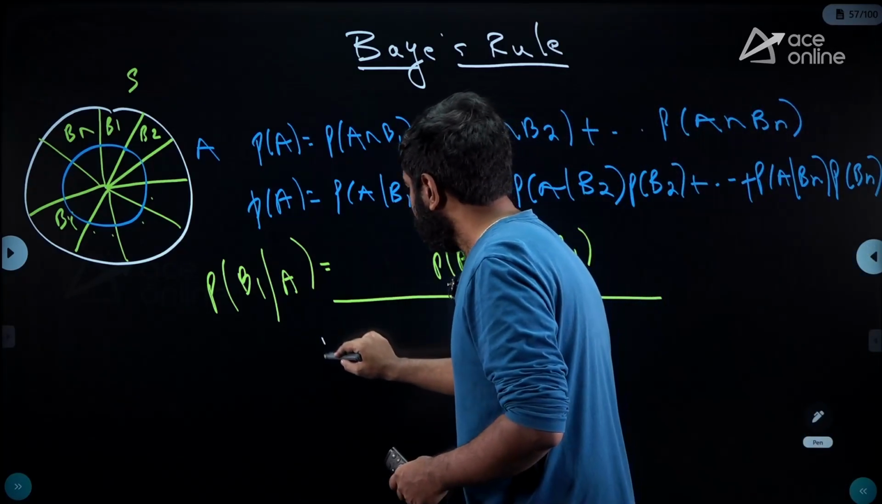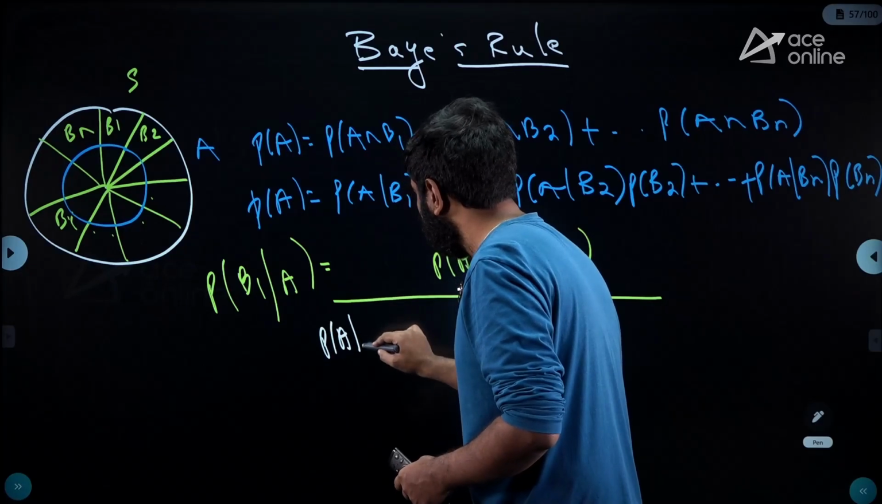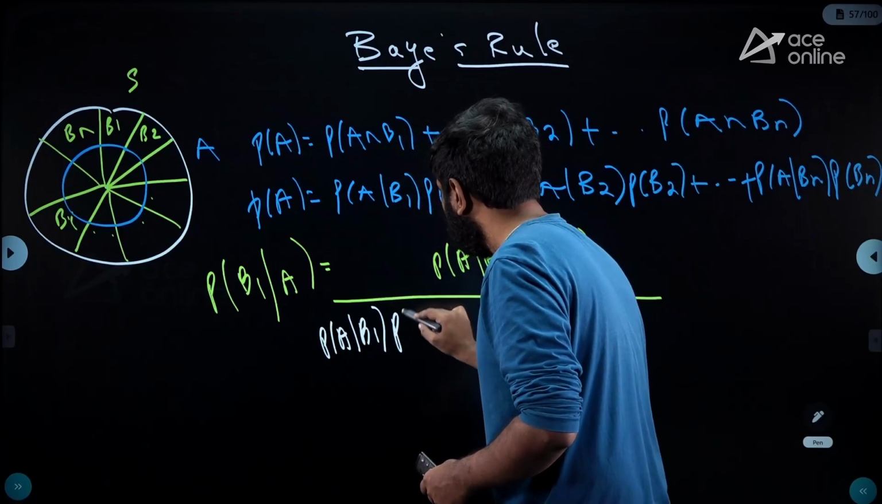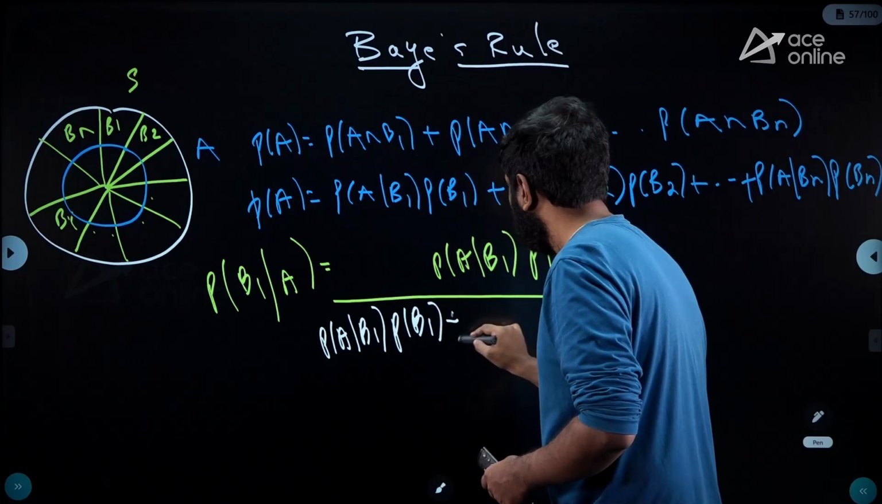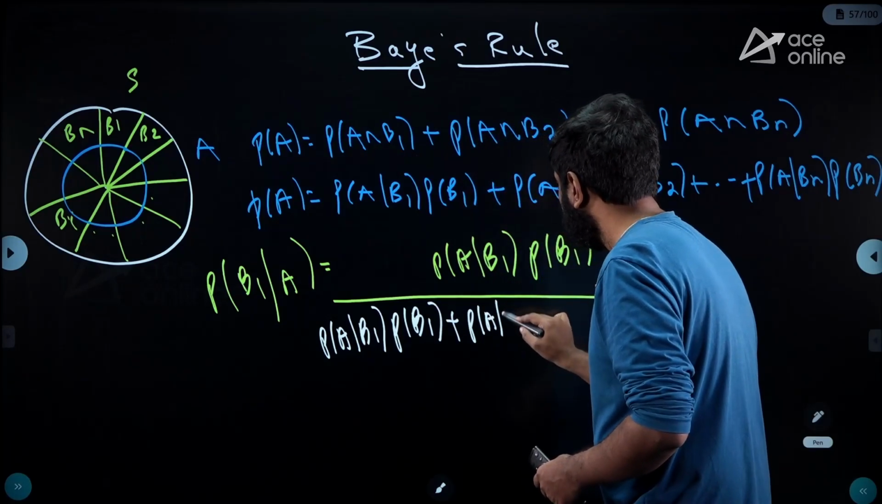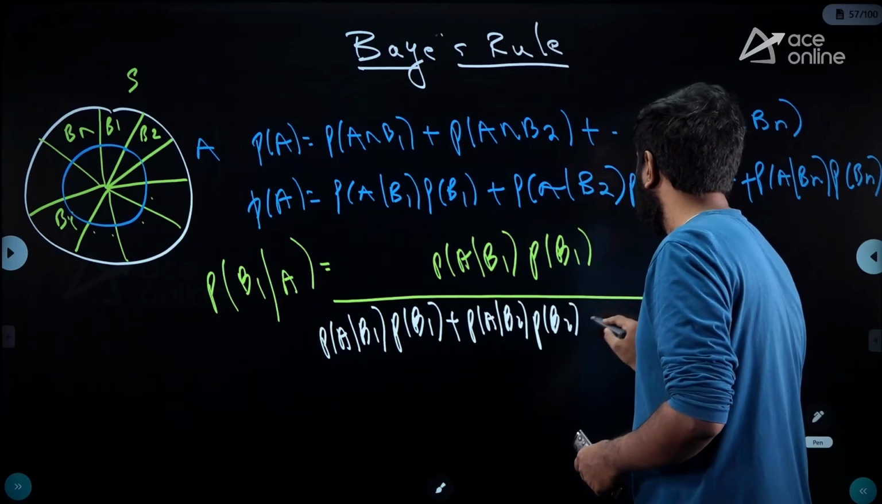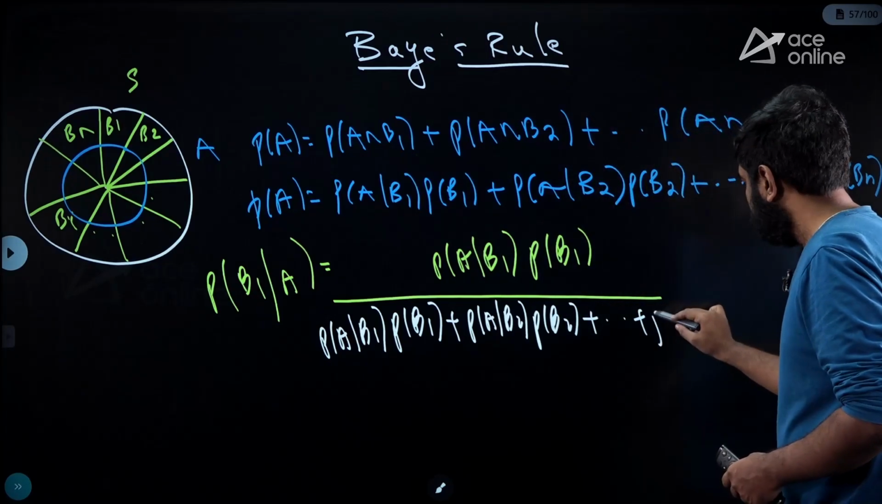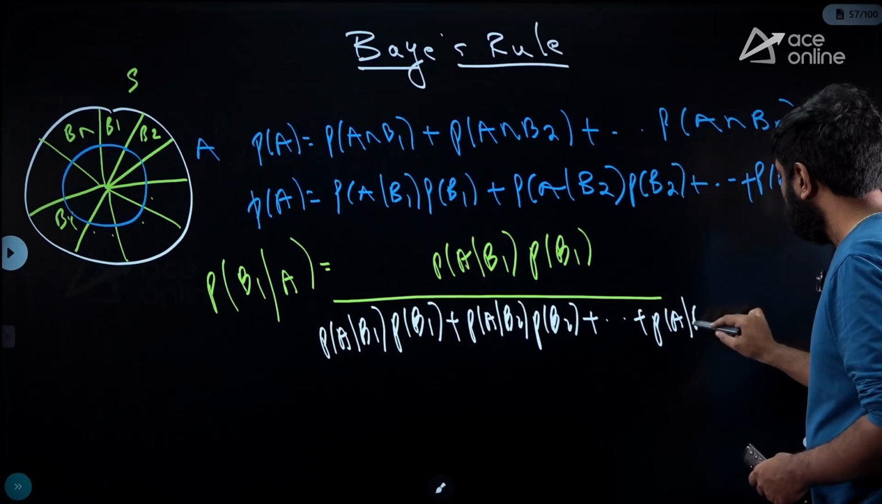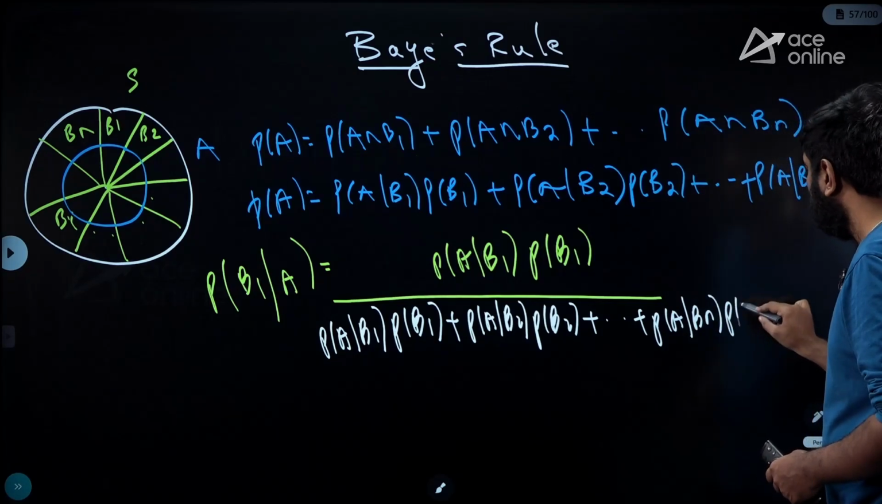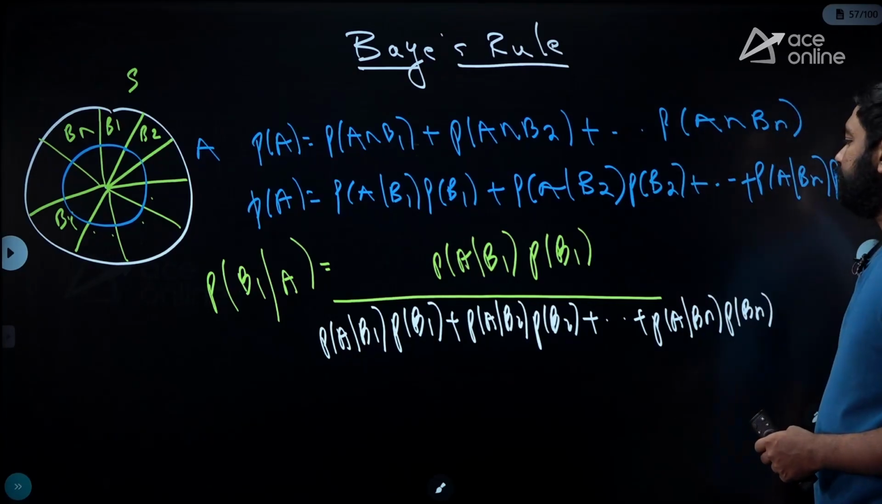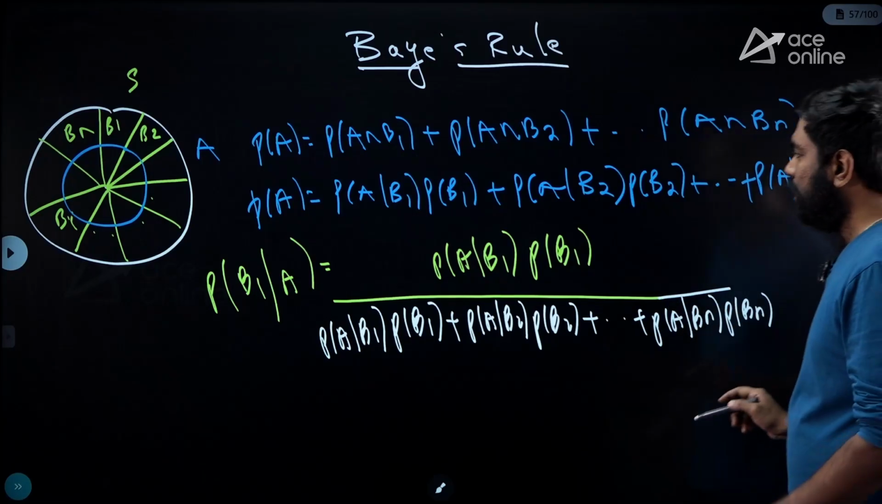So it is P of A given B1 into P of B1, plus P of A given B2 into P of B2, plus so on, plus probability of A given Bn into probability of Bn. So this is the answer.